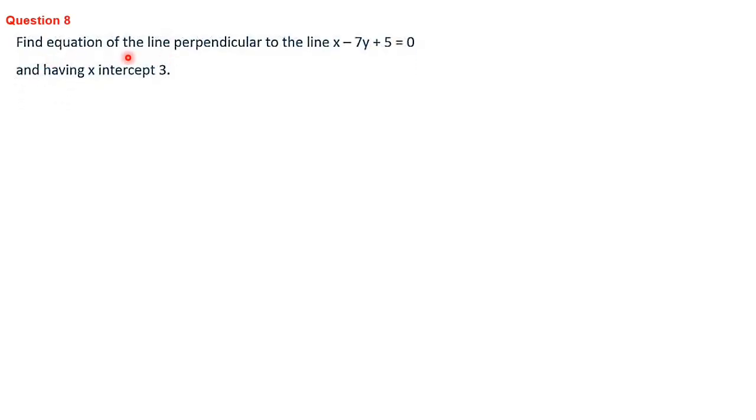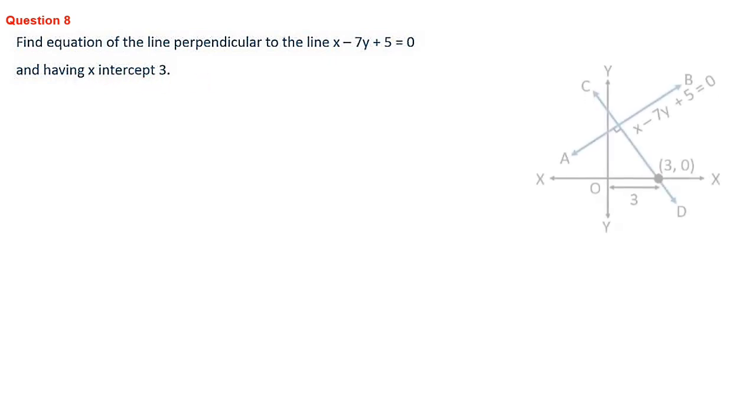Next we shall discuss question number 8. Find the equation of the line perpendicular to the line x minus 7y plus 5 is equal to 0, having x-intercept 3. So here, just similar to the previous question only. The previous question was parallel lines; here, perpendicular line, and another given condition is that the x-intercept is given.